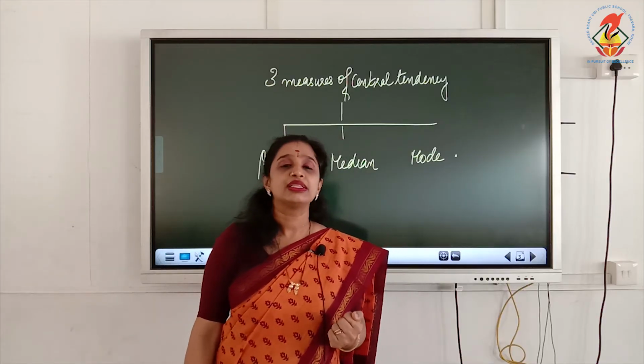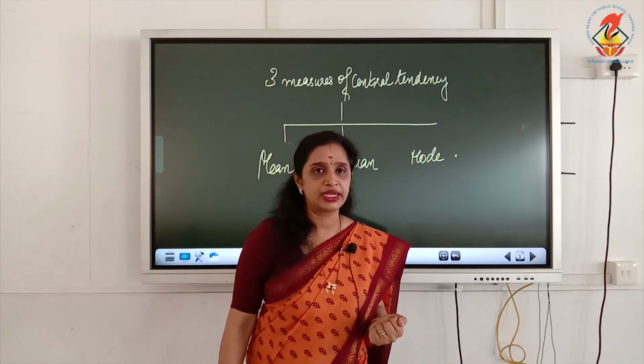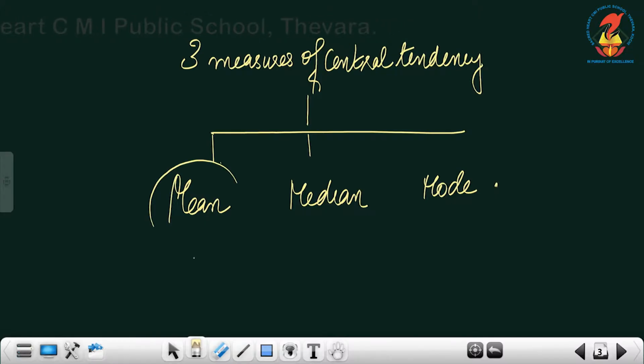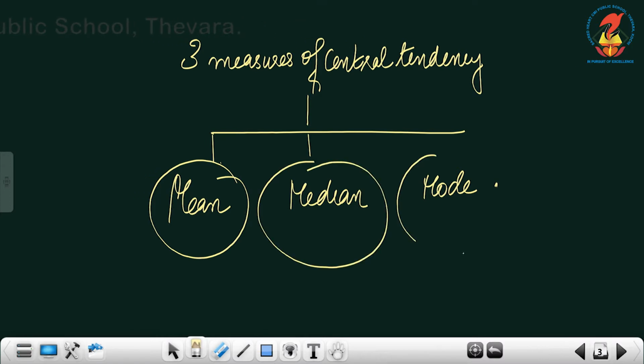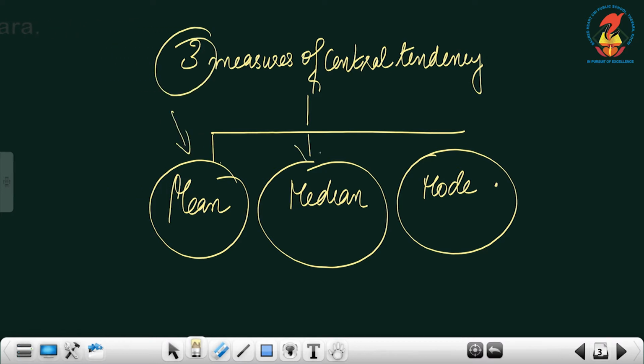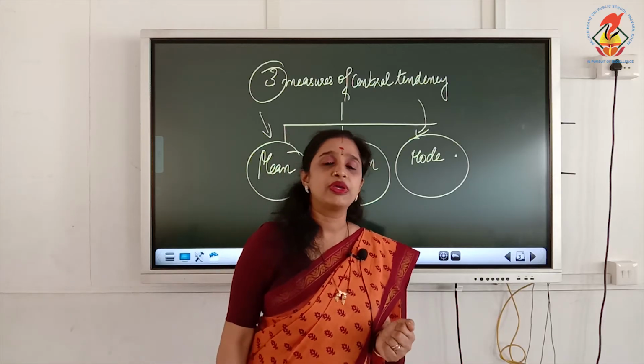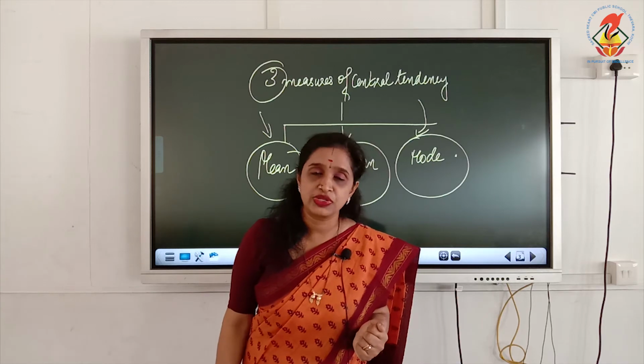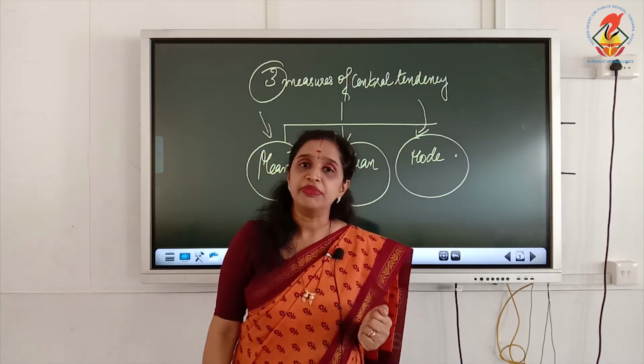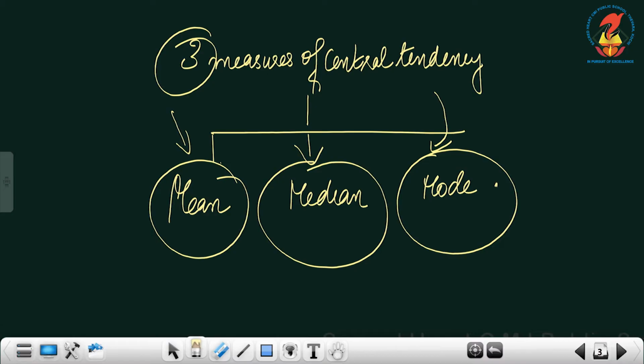Now, mainly there are three measures of central tendency. The first one is mean, as you all have learned in class 10. Second one is median, and the third one is mode. So, there are three measures of central tendency. One is arithmetic mean, the second one is median, and the third one is mode. So, in class 11 we will be concentrating on all the three measures of central tendency, mean, median and mode.